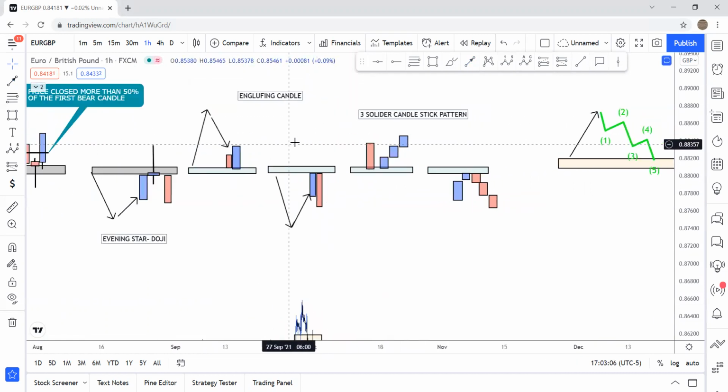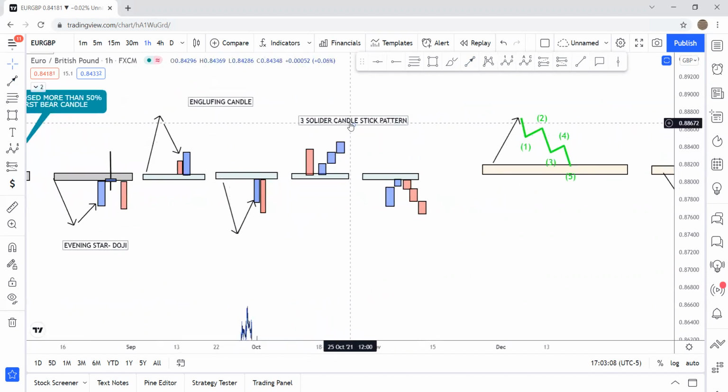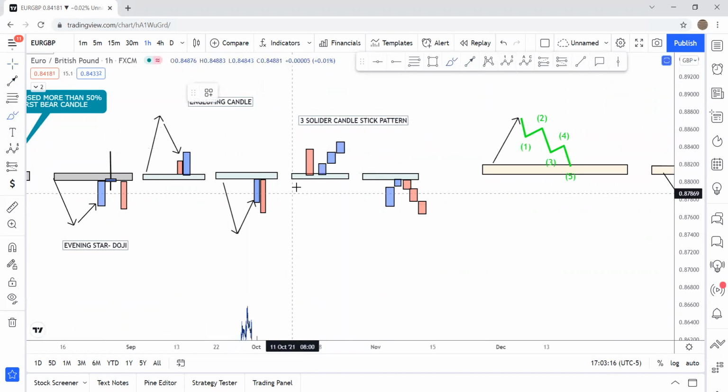Next, we have the three soldiers candlestick pattern. I believe that's the name. Please forgive me if I'm wrong. But what I usually look for when I see a candlestick pattern like this is that the first one is usually the smallest, and the others get bigger as they go, or they could be equal in size, but each has to be bigger than that previous candle, right?